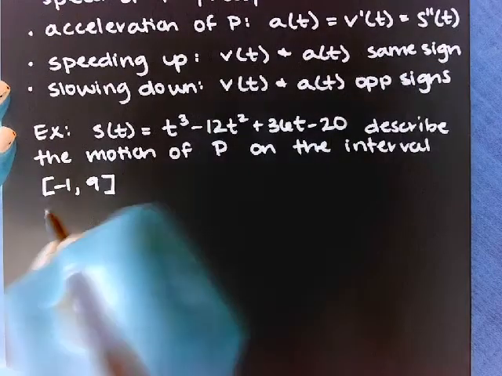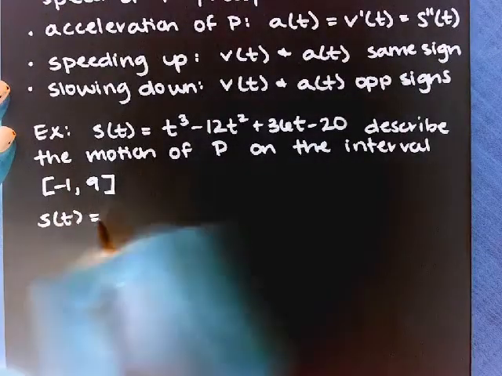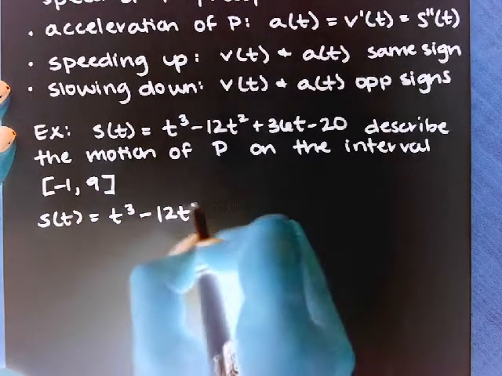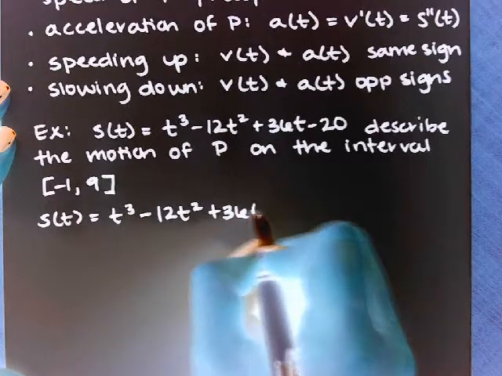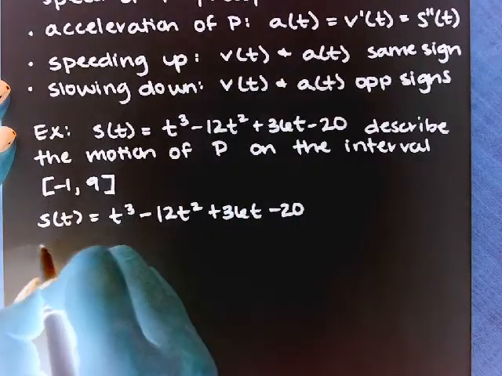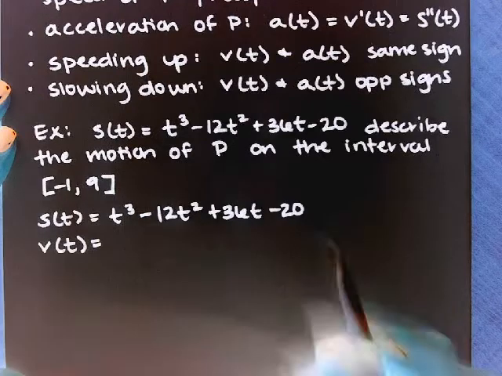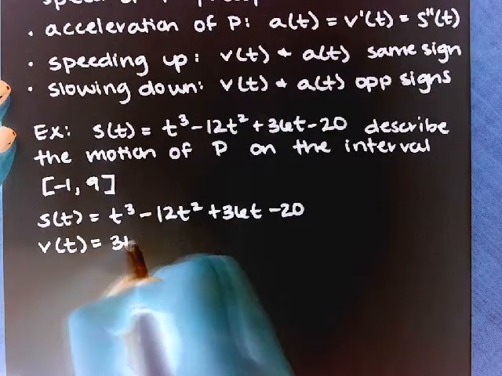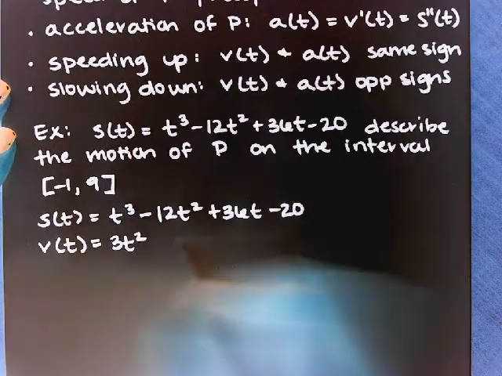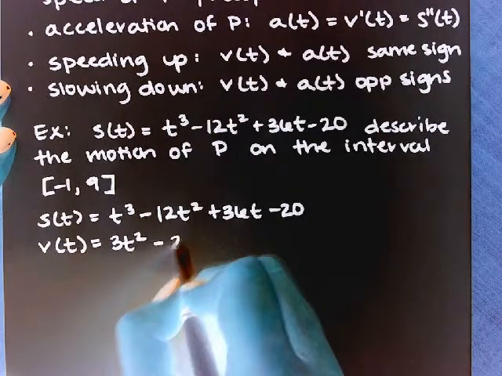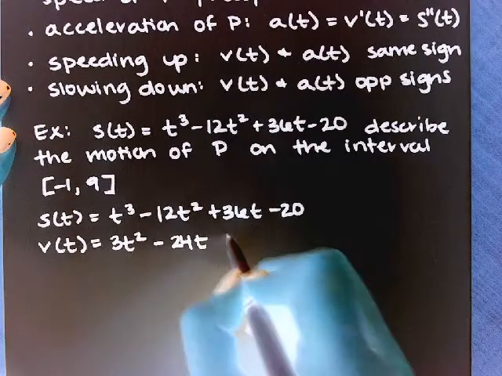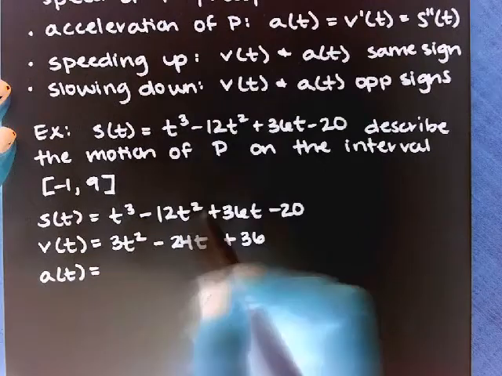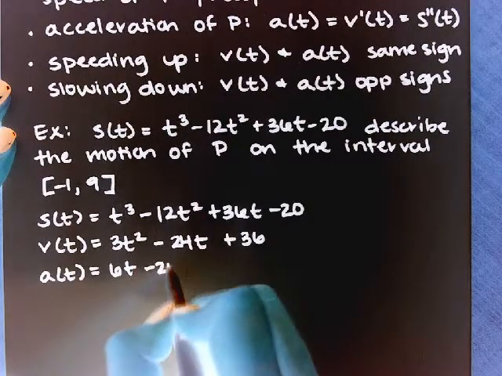All right, so S of t, I'm going to go ahead and just copy this down. I want to have all three of these written right next to each other. So V of t would be what? 3t squared minus 24t plus 36, okay, and then A of t.